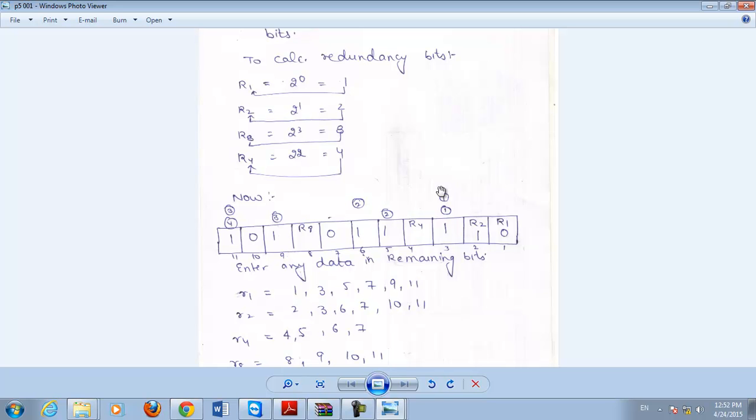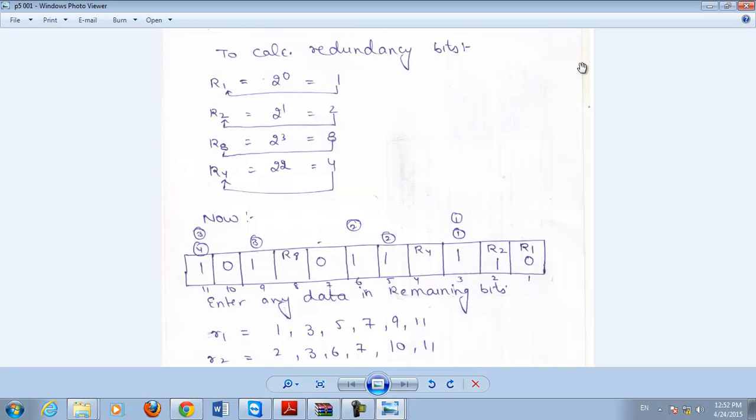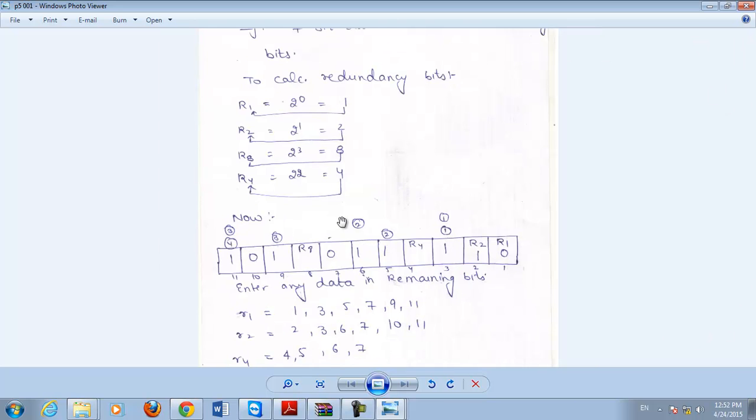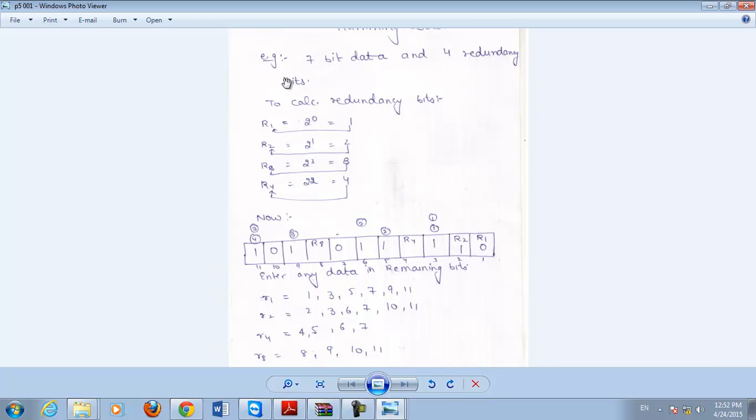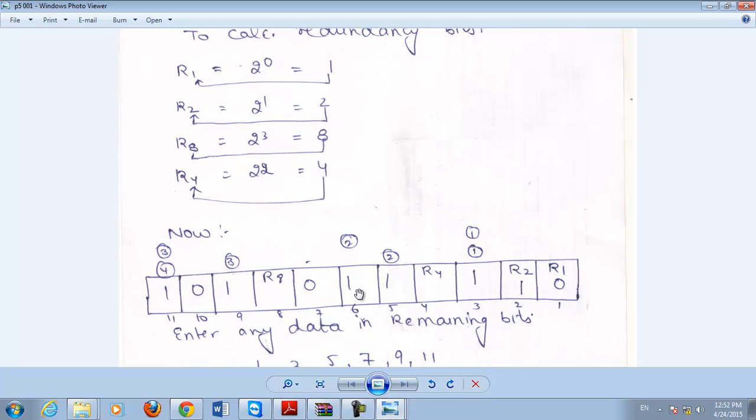See, there is a total of 7-bit data and 4 redundancy bits, which means a total of 11 bits are there. So we divide the total bits into 11 sections and we place the redundancy bits. Firstly 1, 2, 3, 4, 5, 6, 7, 8, 9, 10.